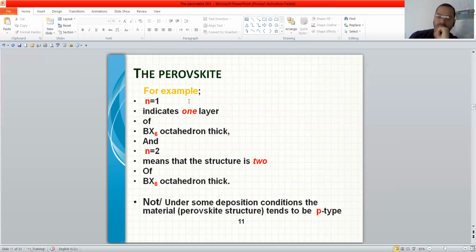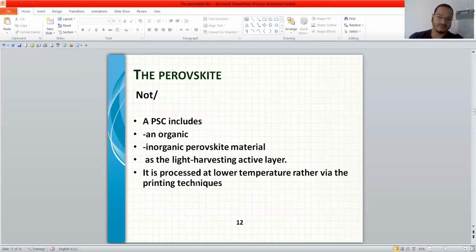Here, for example, when we say n equals 1, what does that mean? That indicates one layer of octahedron thick, and when n equals 2, it means that the structure is two BX sub 6 octahedra thicker. Under some deposition conditions, the material belongs to be p-type. Perovskite structure tends to be p-type.